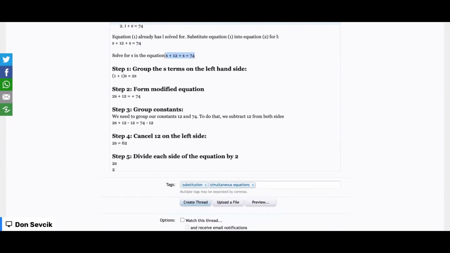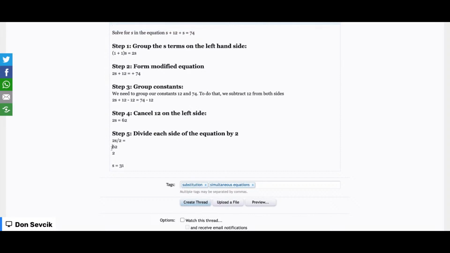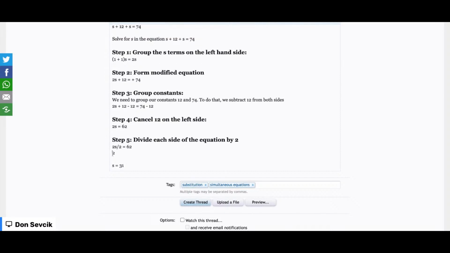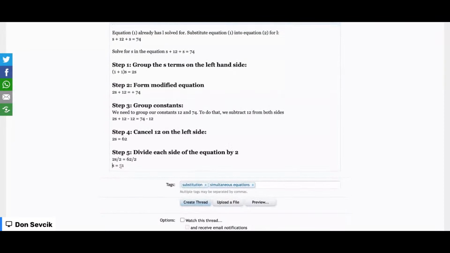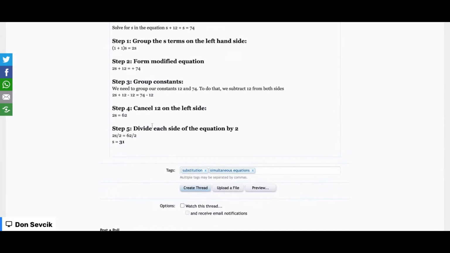We want to solve for S in this equation. The first thing we do is regroup the like terms. 1s plus 1s is 2s. Our new equation's 2s plus 12 equals 74. We want to group the constants so we can isolate the S term. And then once we do that, we get 2s equals 62. Divide each side by 2 to isolate S. We get the smaller number, S is 31. Great. So we've solved for 1.